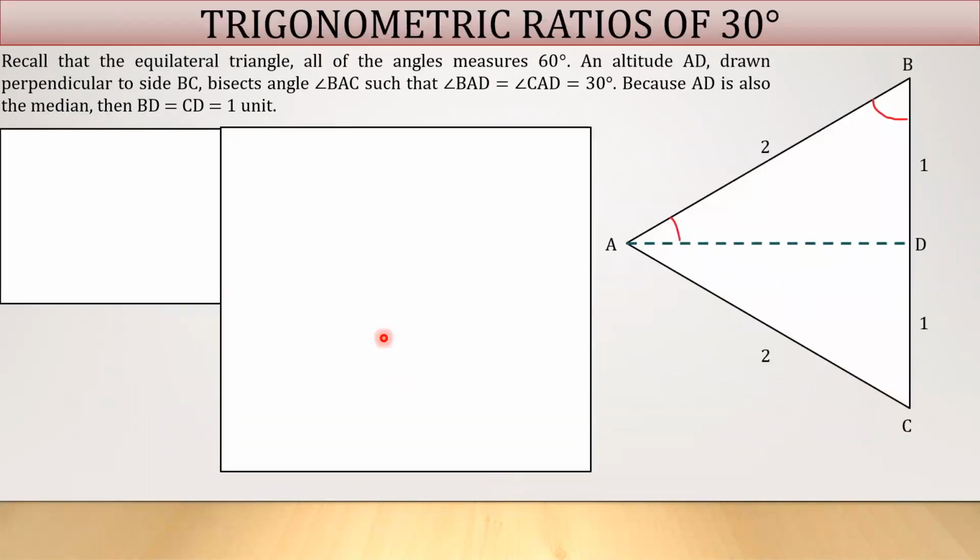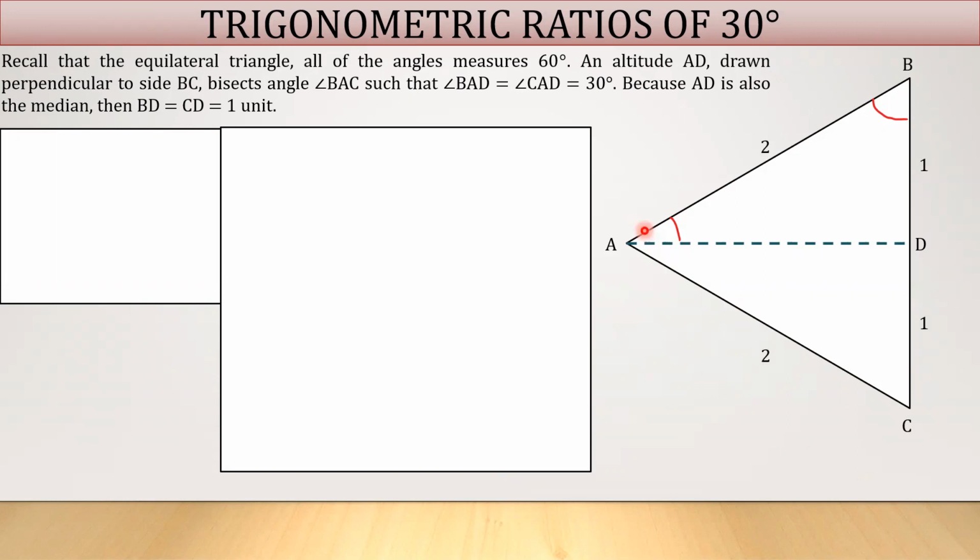So first, we have trigonometric ratios of 30 degrees. Recall the equilateral triangle, so triangle ABC is an equilateral triangle. All of the angles measure 60 degrees. So angle B is 60 degrees, angle A is 60 degrees, and angle C is also 60 degrees.